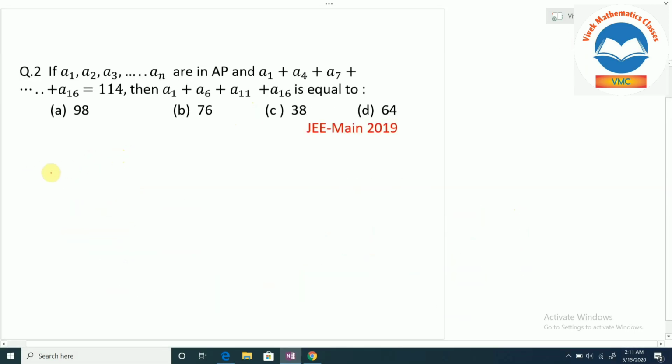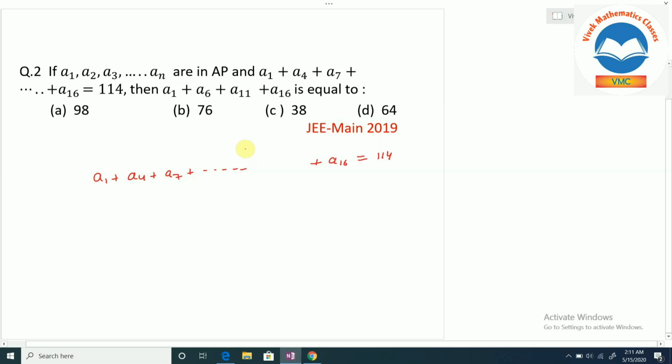This is also a 2019 question. If A1, A2, A3 up to AN are in AP and A1 plus A4 plus A7 plus dash up to A16 is 114.